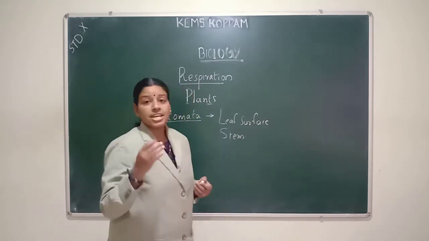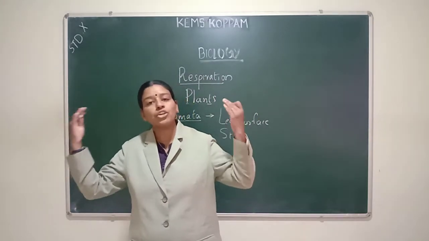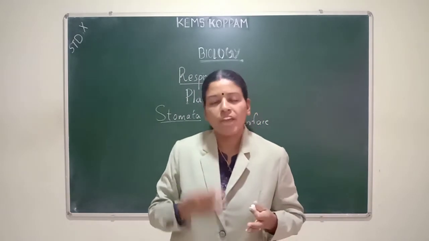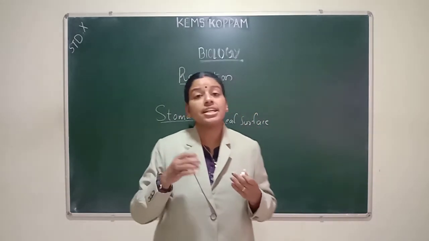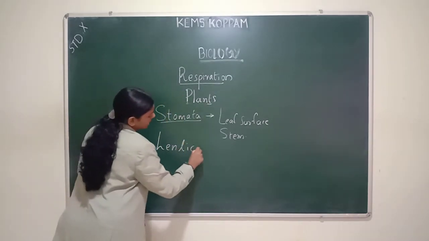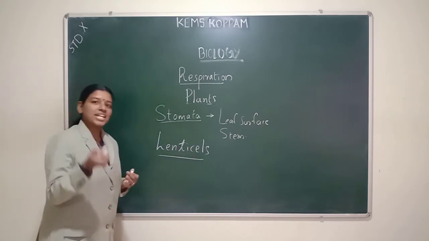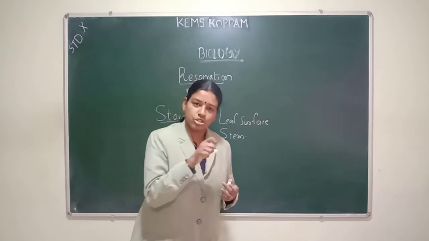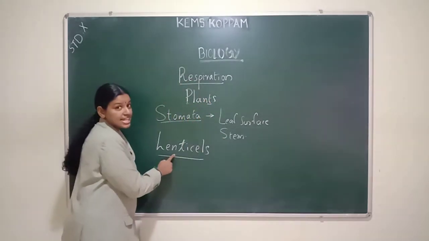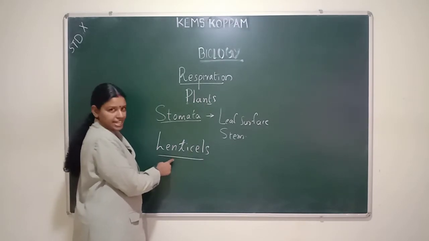Now, what about a tree? It's not like a herb or shrub. What about a big tree, a hard woody tree, which has a very thick trunk? Where can you see stomata? Here the stomata is replaced by another part called lenticels. So in the case of a hard woody tree, stomata is present in the form of lenticels. These are the cells present on the tree for respiratory exchange of gases.